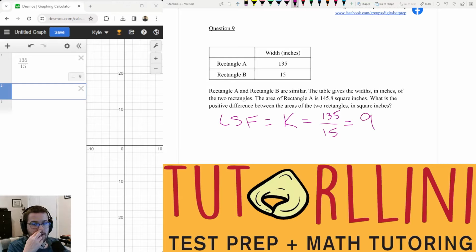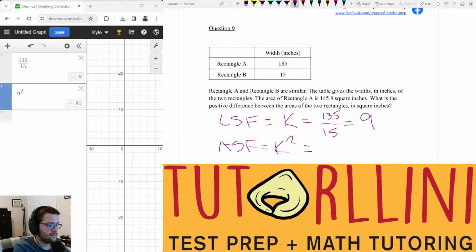And this question is asking about area. So the area scale factor is k squared. So that is 9 squared, which is 81.